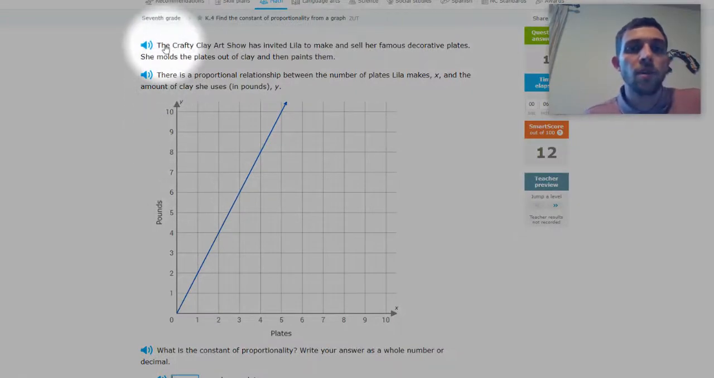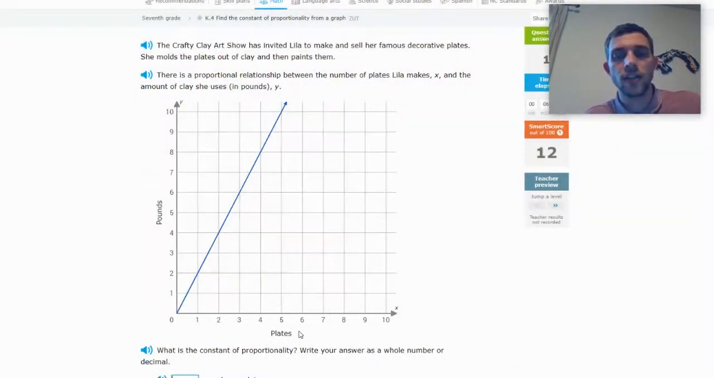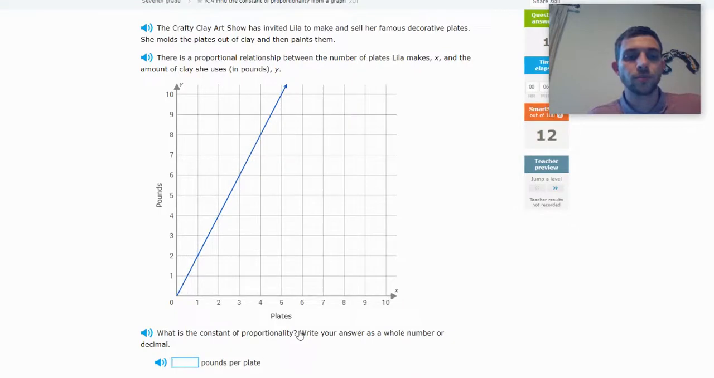In the next problem, the Crafty Clay Art Show has invited Lila to make and sell her famous decorative plates. She molds the plates out of clay and then paints them. What is the constant of proportionality? Write your answer as the nearest whole number.